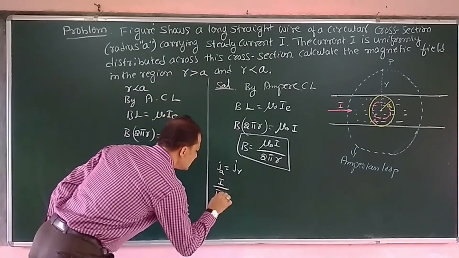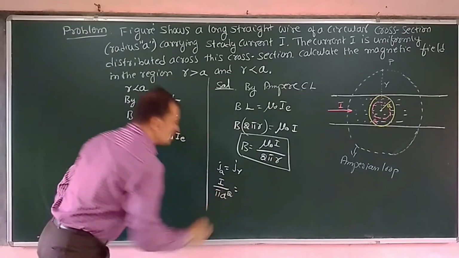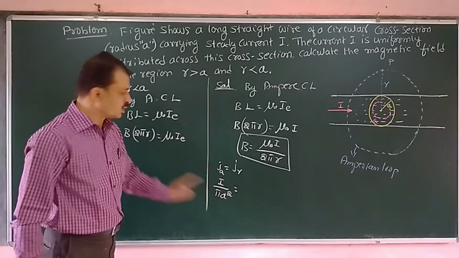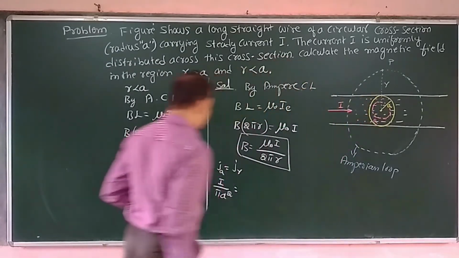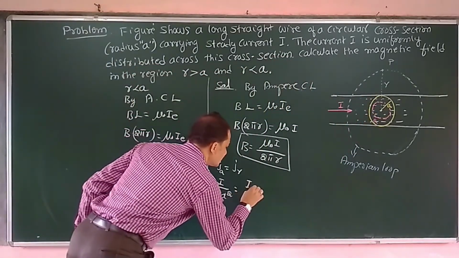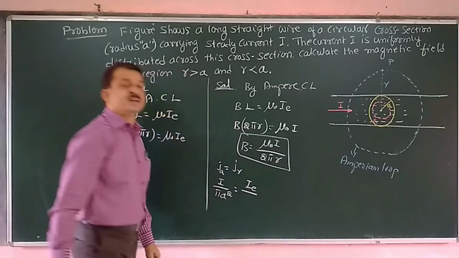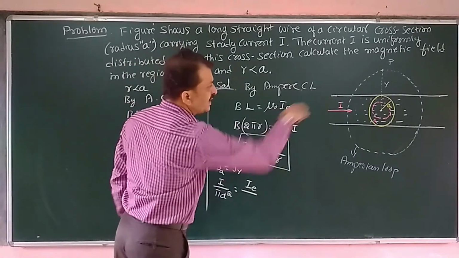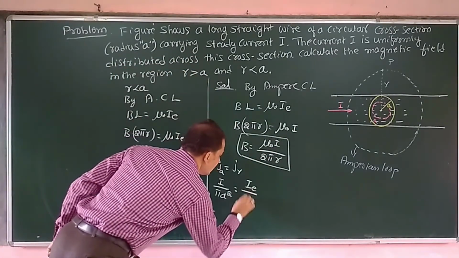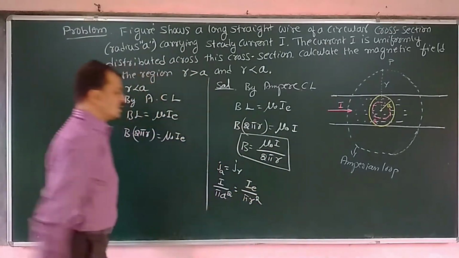ಏರಿಯಾ ಅಂತ ಹೇಳಿದ್ರೆ it is pi A square. ಇದು ಟೋಟಲ್ ಎಂಟೈರ್ ಕಂಡಕ್ಟರ್ಗೆ ತಗೊಂಡಿರೋದು. ಇದು ಈ ಸೆಕೆಂಡ್ ಲೂಪಿಗೆ ಕನ್ಸಿಡರ್ ಮಾಡ್ಕೊಂಡು, ಓಕೆ. ನಾವು ಹಿಯರ್ the current is not I, it is I_e, current enclosed. Area of the second loop, it is pi r square.